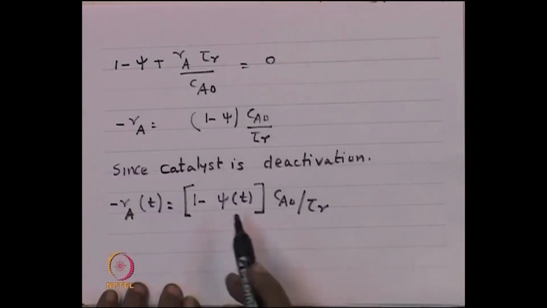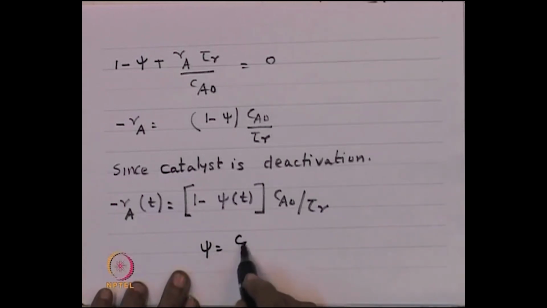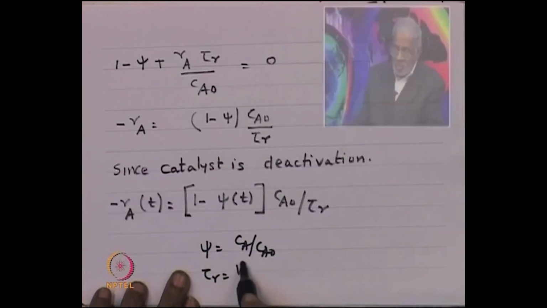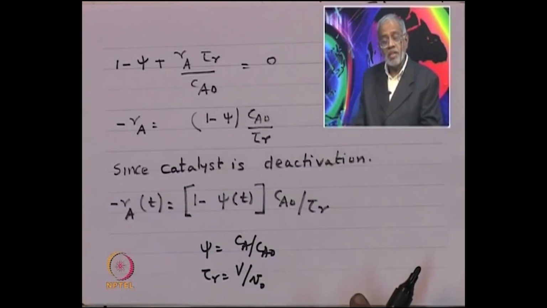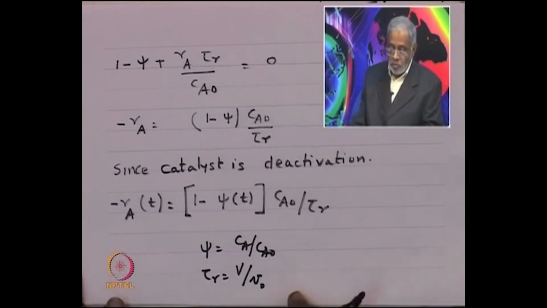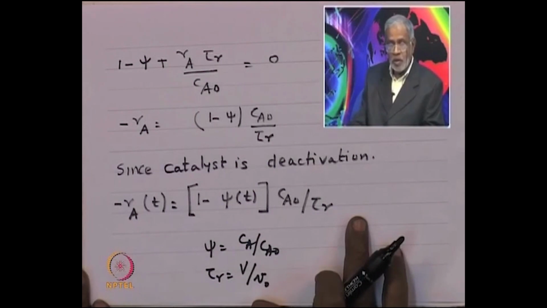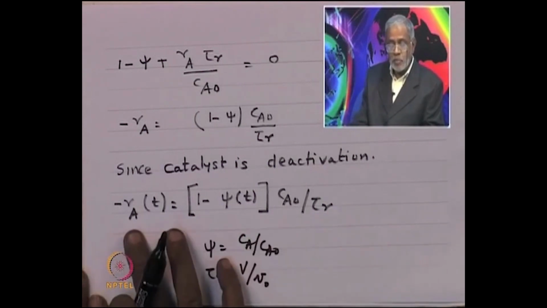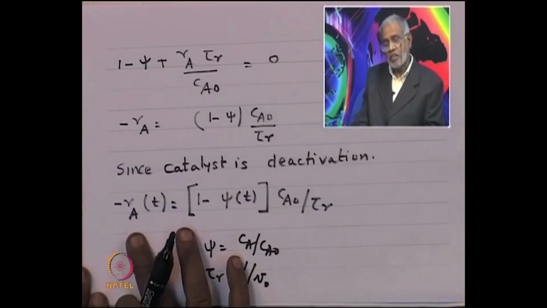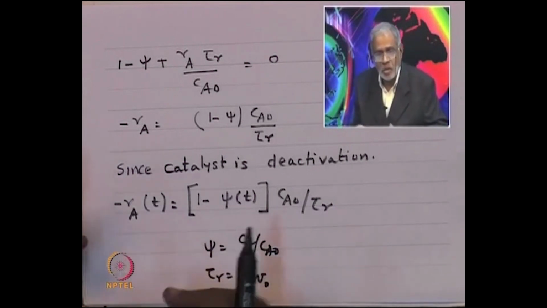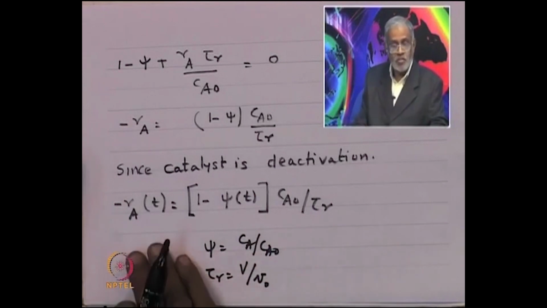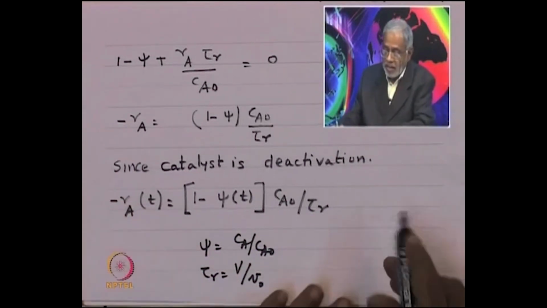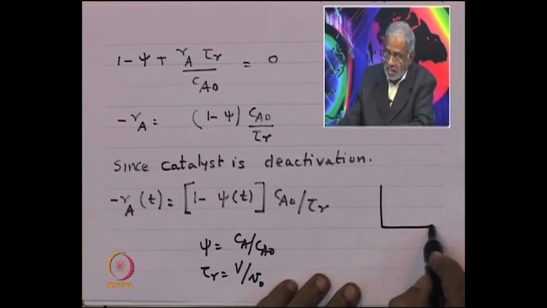What are the quantities on the right hand side? Psi, which is Ca by Ca0, and then tau r, which is V by V0. V is the volume of the catalyst, V0 is the volumetric flow. Therefore, by measuring the quantities on the right hand side, we are able to measure reaction rate as a function of time. Therefore, the data that is required for us to quantitate catalyst deactivation is in front of us. That is the advantage of what we call a stirred tank.